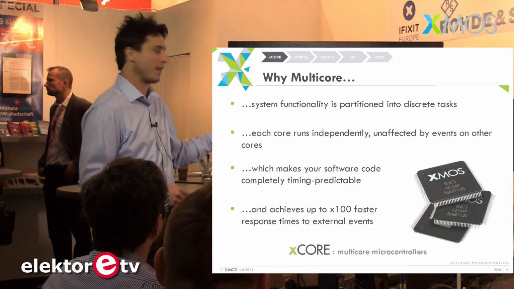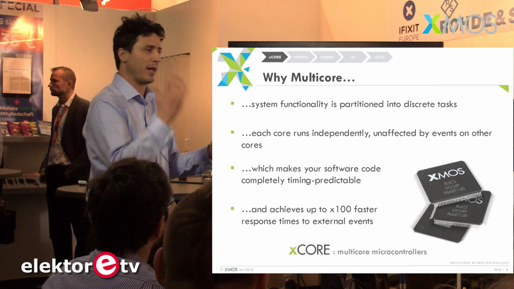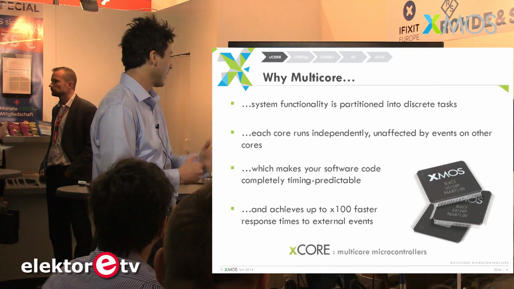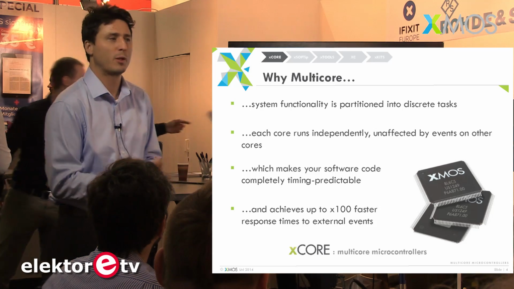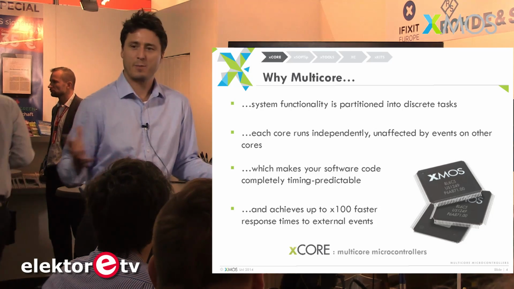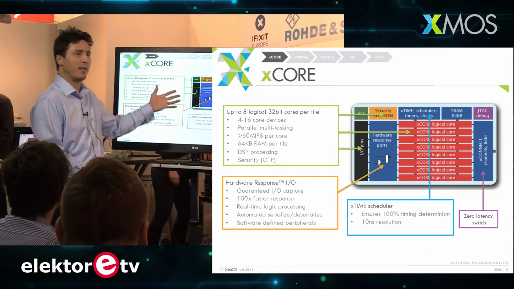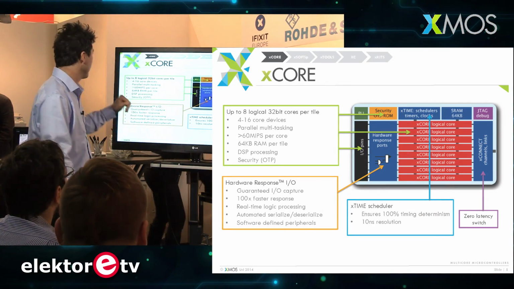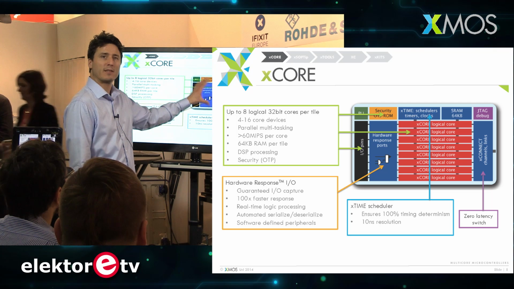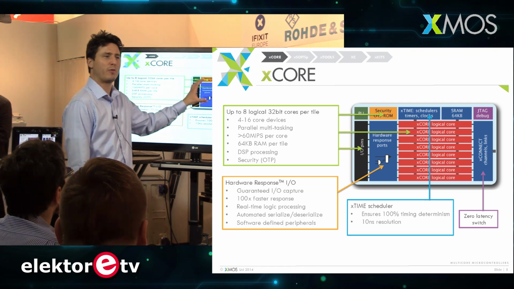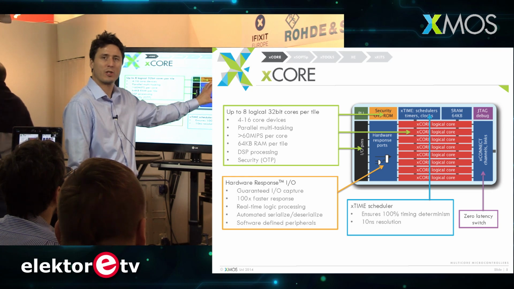Because of this deterministic architecture and the fact that we can react immediately to events, we can react 100 times faster than conventional processors. How is this possible, you might ask? It's illustrated here how the architecture makes that possible. What you're looking at here is an xCore tile. That is a building block of our architecture. It has up to 8 logical cores.